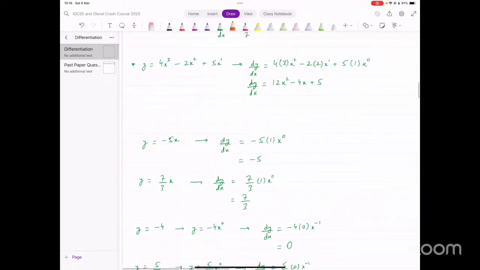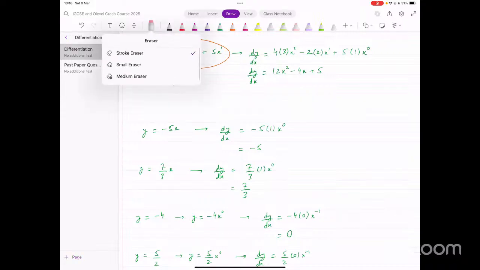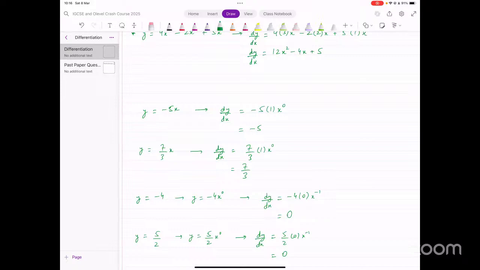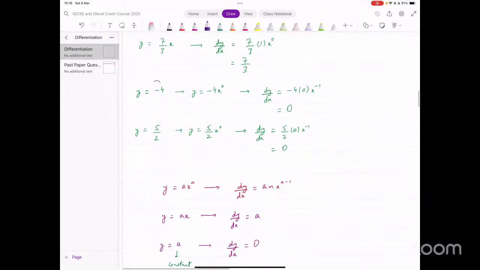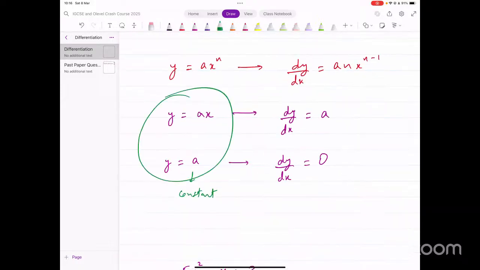If you have multiple terms in a function, you just differentiate each term separately. If you have x power 1, then the derivative is just the number that's multiplying outside. If it's a constant, then the derivative is 0. Okay, and that's what we discussed. These are two specific cases that you should be able to write the derivative for directly.